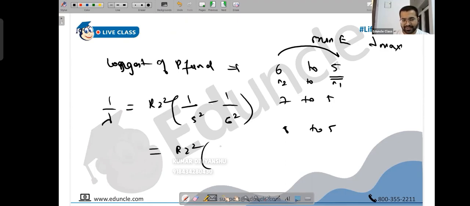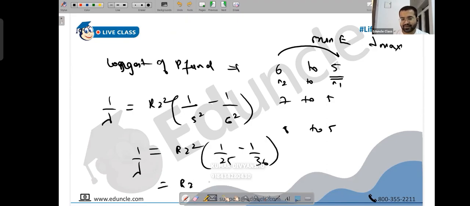So this is Rz square into 1 upon 25 minus 1 upon 36. This is 1 upon lambda. So this is Rz square into, okay, calculation you can now do. Complete the calculation, take the ratio, that's the answer. So I hope you understood how to approach these shortest wavelength and longest wavelength problems. Remember, you will get 1 upon lambda, reverse it, then you get lambda, take the ratio appropriately.